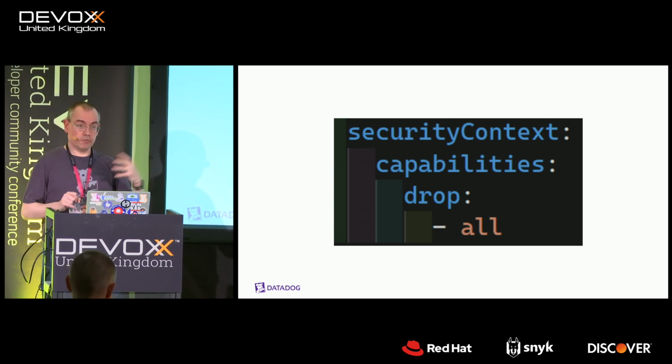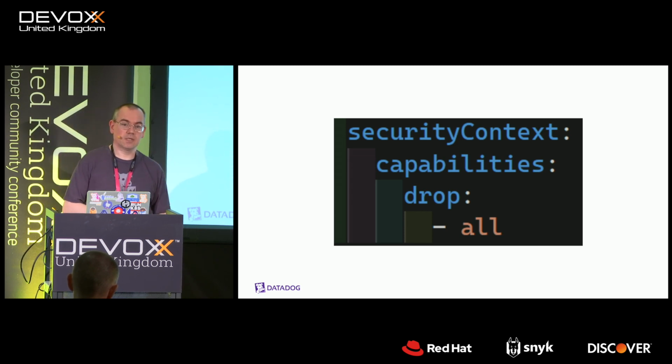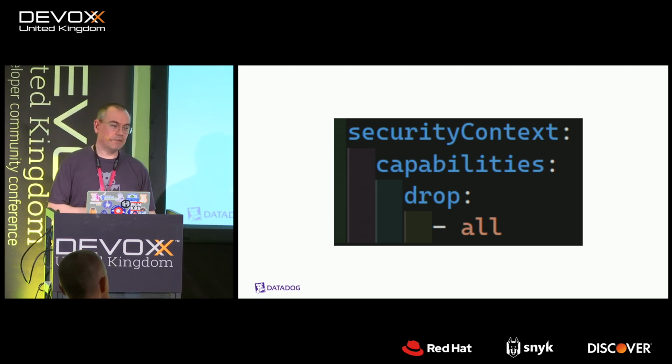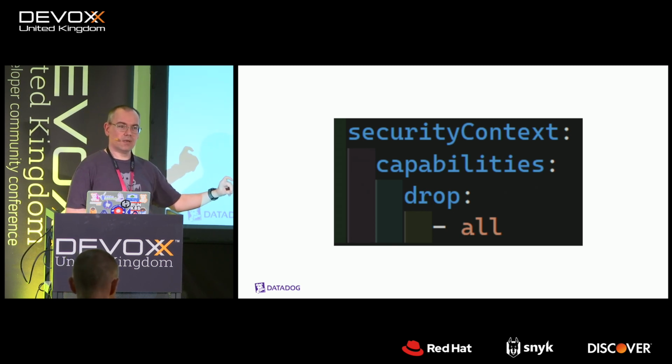If you're not running as root, you've already done that setting of turning off root user, you can just happily say, drop all those capabilities. I don't need any of those. If you do find you need a specific one, you can first drop all and then add back the individual one you need. That way it gets rid of all the other capabilities and you, again, are hardening your container down.